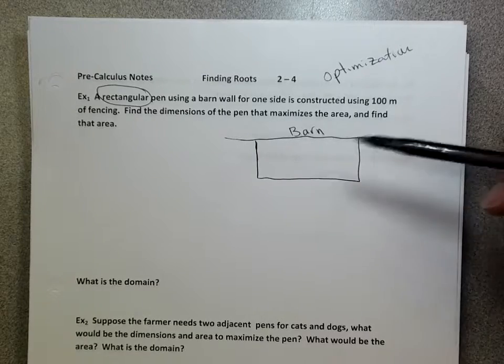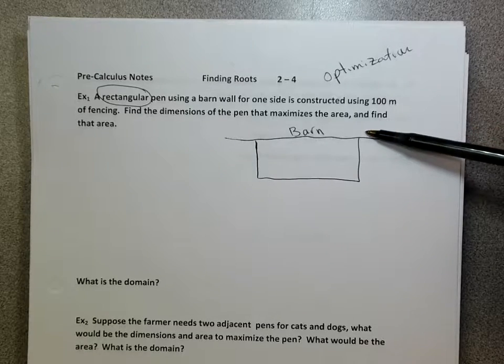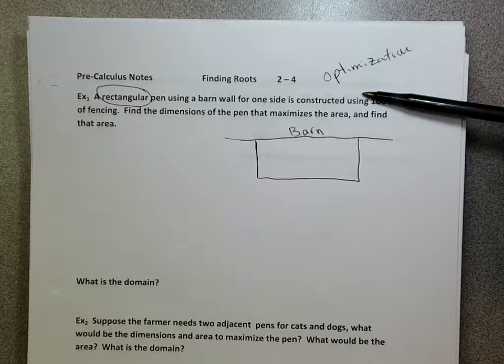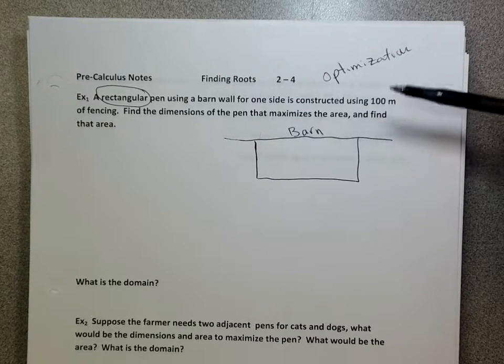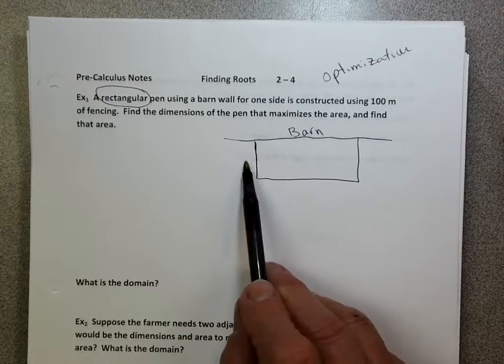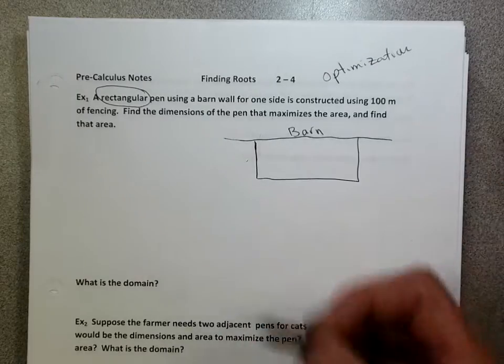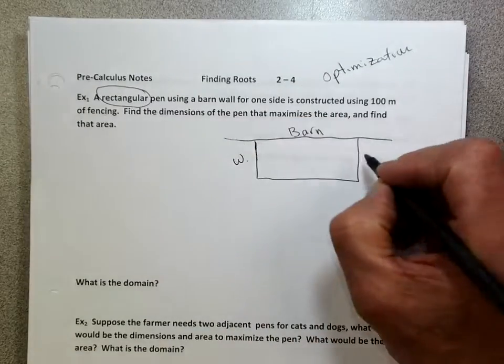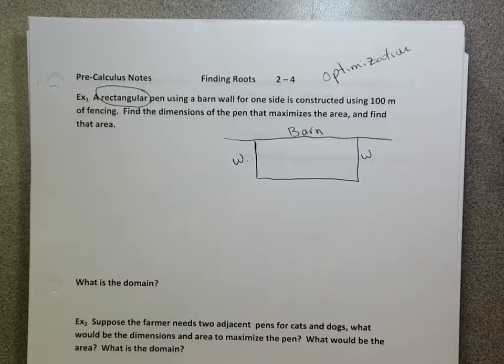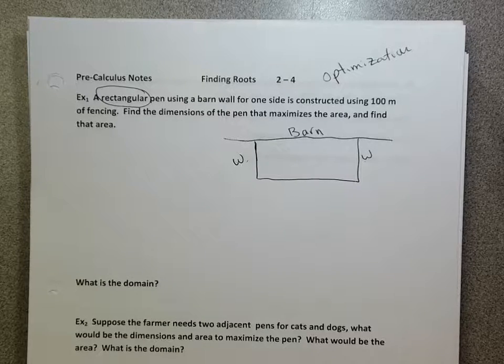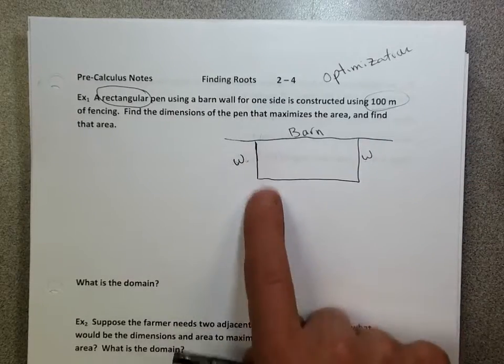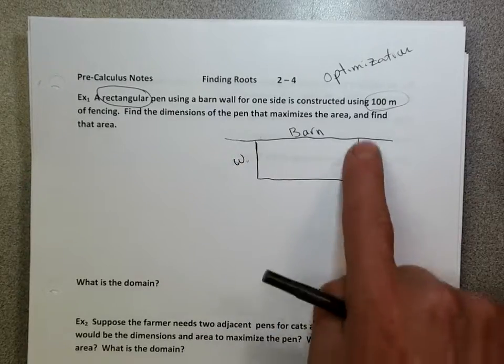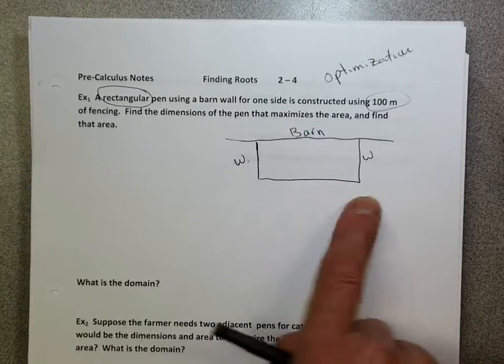Now the fencing is going to go on all three sides, because the barn becomes the fourth side. If it is a rectangle, one of the things I do know is these two sides are going to be equal. So we can call this W for width, or you can use X, but I'll use W. We're going to use 100 meters, and within the 100 meters, if we put some of it here and some of it here, what's left over we have to go here.